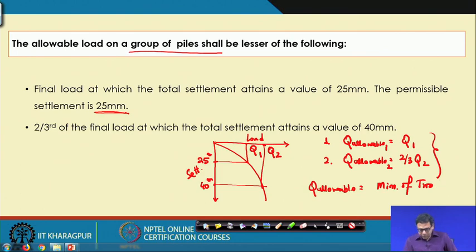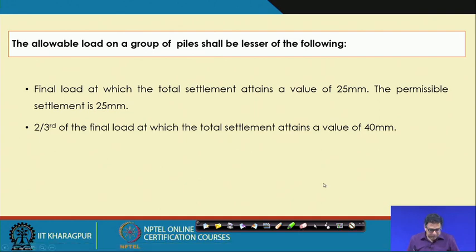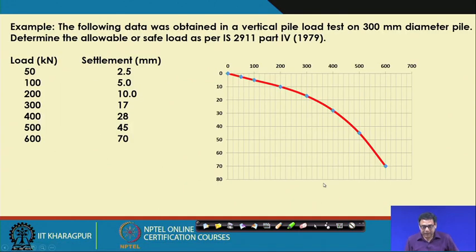Now I will solve one problem on a single pile. The example problem is: the following data was obtained in a vertical pile load test on a 30 millimeter diameter pile. Determine the allowable load as per IS 2911 Part 4, 1979. Those clauses are from this code.